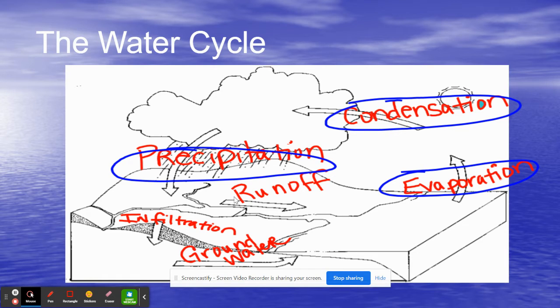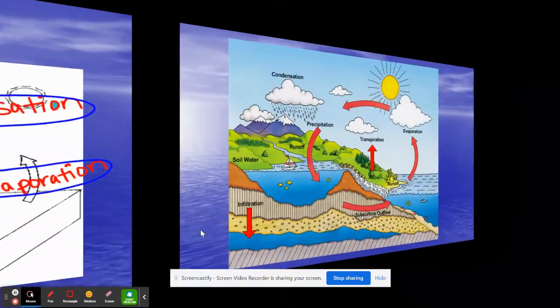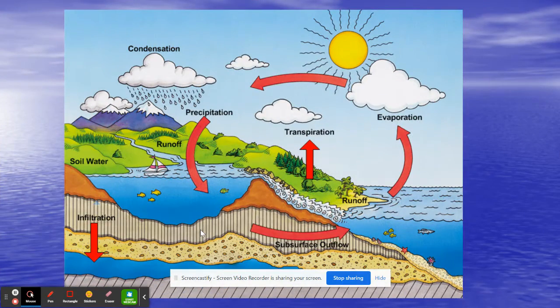We also see water that runs on the surface of the earth. We call that runoff. It can soak into the earth. We call that infiltration and become part of groundwater. Another really nice illustration here, I like this one a lot, of the water cycle.